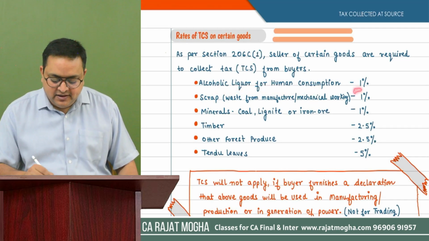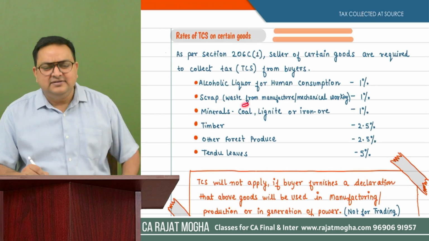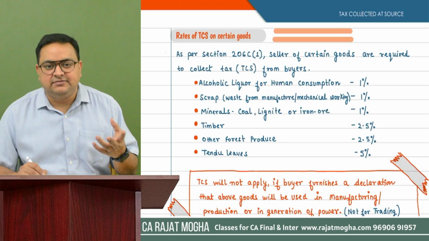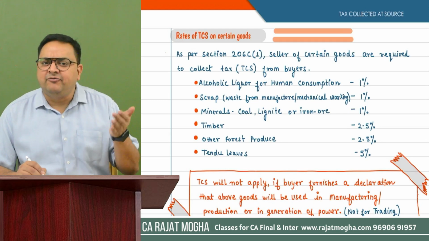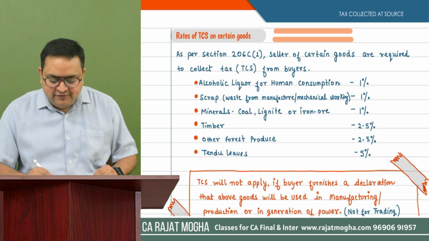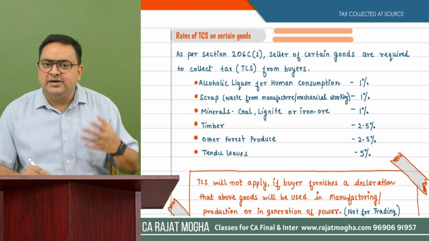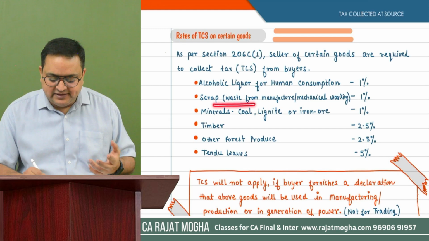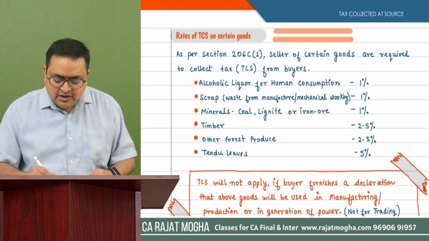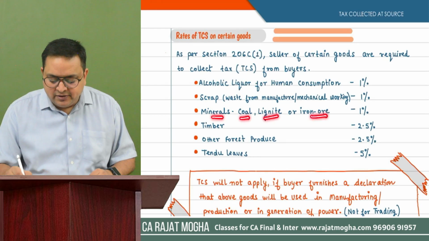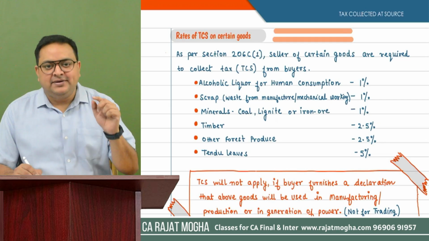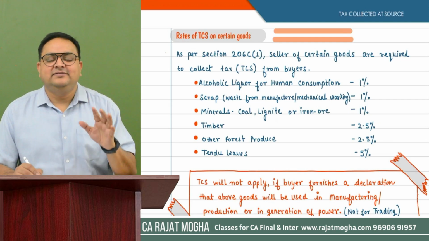Scrap, this is not general scrap. This is generally scrap from industrial waste, mechanical or industrial waste, generally scrap of iron and other types of metals. So people have business of scrap also. Whenever you sell scrap, if you are a scrap dealer, you will collect TCS also at 1%. So scrap also 1%. Minerals like coal, lignite or iron ore, 1%. I'm again repeating: alcoholic liquor, scrap, minerals like coal, lignite, iron ore, the TCS rate is 1%.